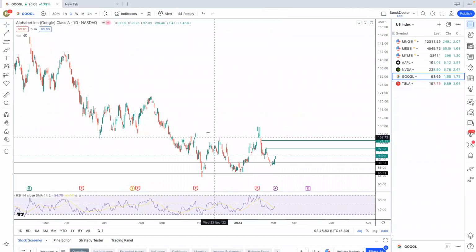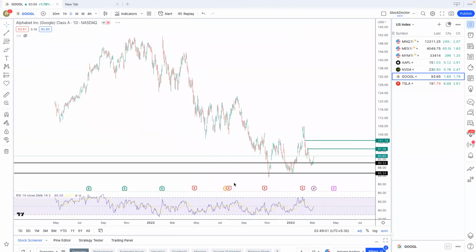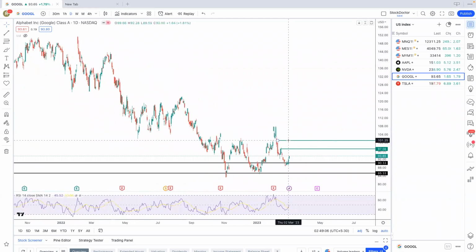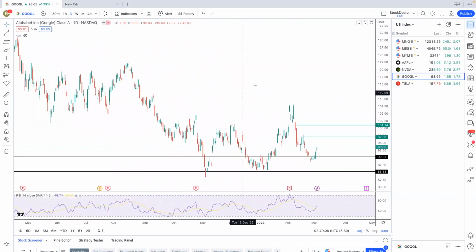For Google, I clearly mentioned on the Discord channel that Google has a very strong support between $85 to 90, and you can see here. Let's zoom it. It exactly has given upside. Once it went in this area, it made a low till 90 to 89, and from there you can see clear cut it has given upside. The first target is coming around 97 and second is 101.